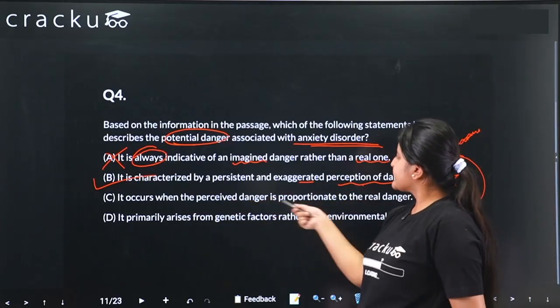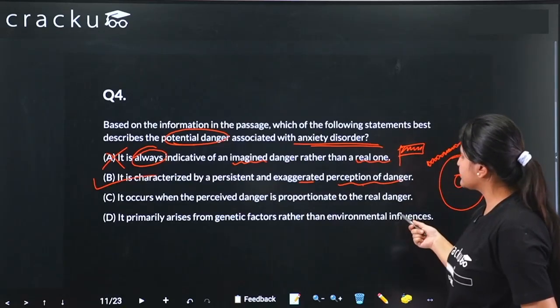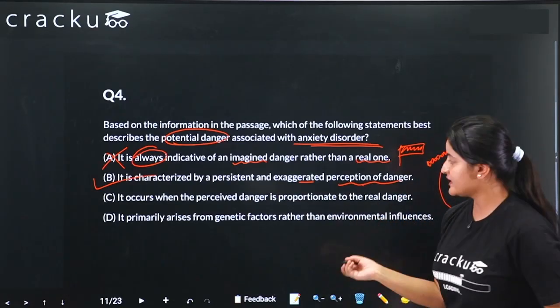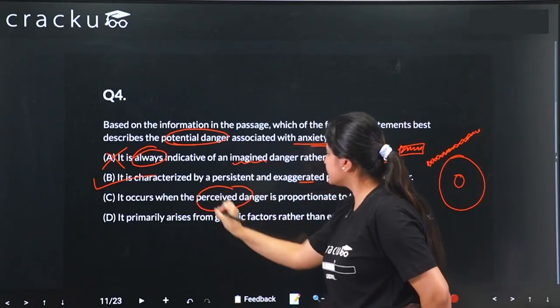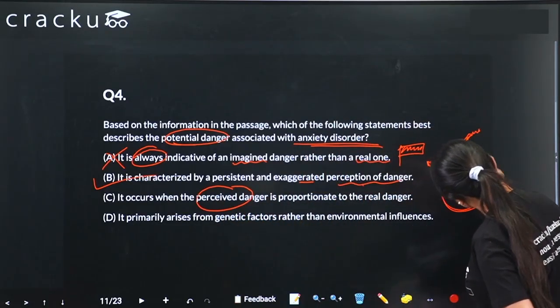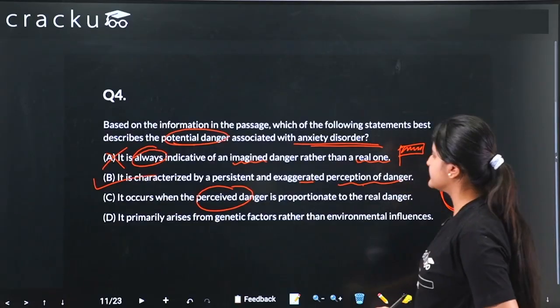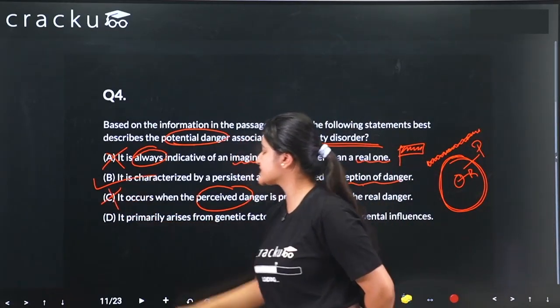It occurs when the perceived danger is proportionate to the real danger. This is basically the opposite of what the passage is saying. When perceived danger is much larger, this is perceived, this is real, then it happens. So this is the complete opposite.